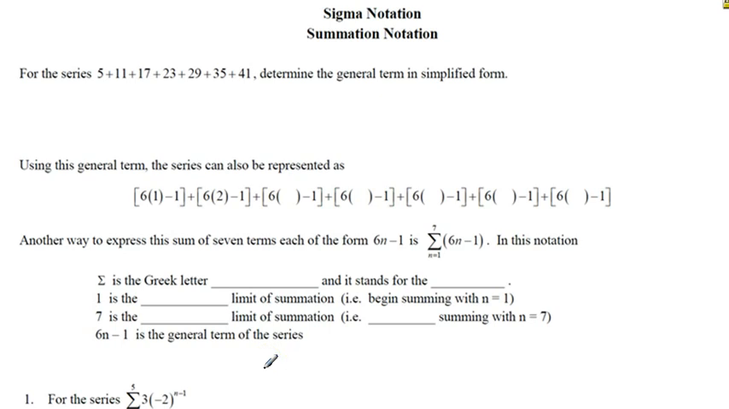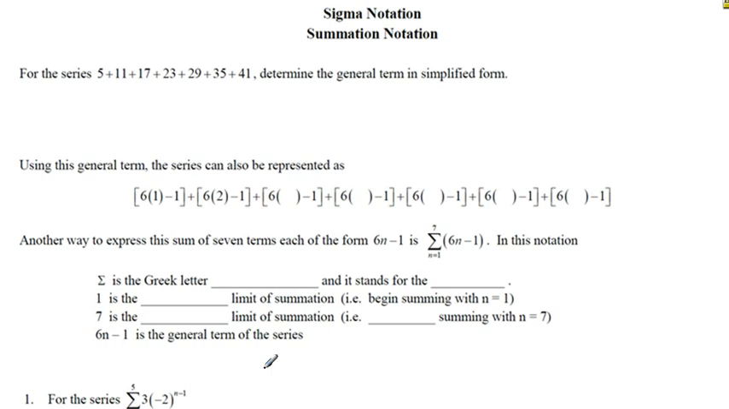Sigma notation or summation notation. So for the series 5 plus 11 plus 17 plus 23 plus 29 plus 35 plus 41, determine the general term in simplified form. Okay, so we want the general term. Well, first of all, what kind of series is this? Arithmetic or geometric? Arithmetic. It's arithmetic.